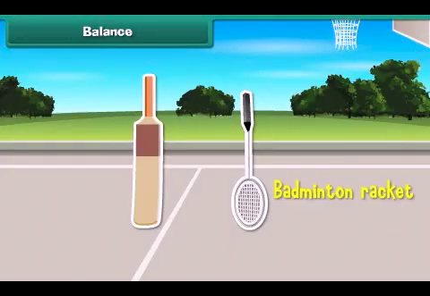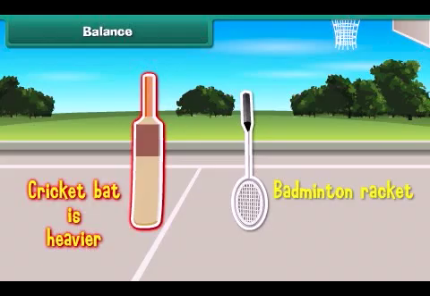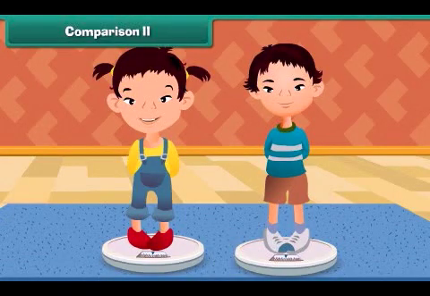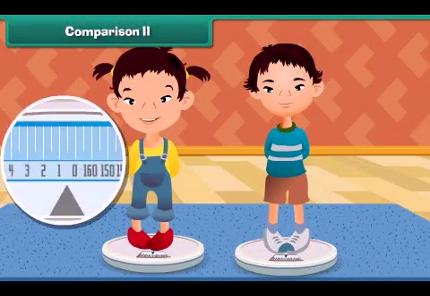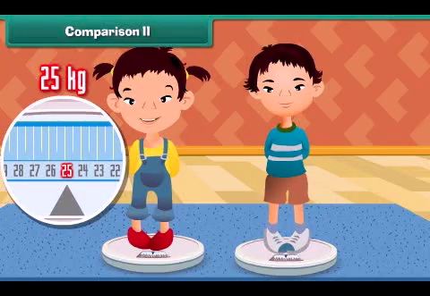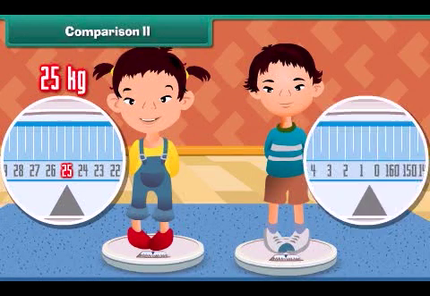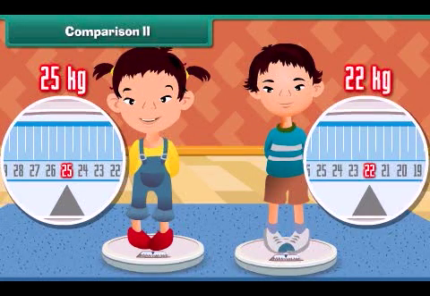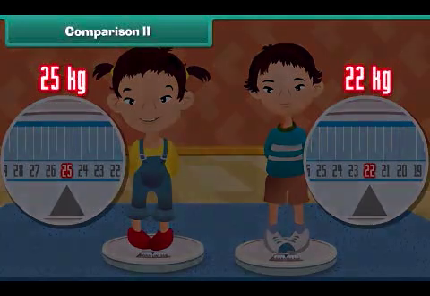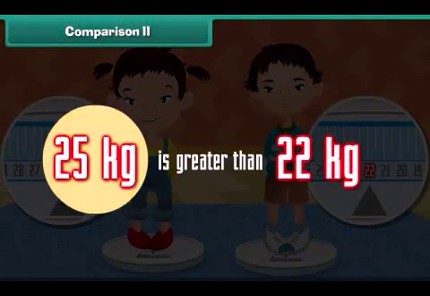Which is heavier, a badminton racket or cricket bat? Yes, a cricket bat is heavier than a badminton racket. 2 children measure their weight. The weight of the first child is 25 kilograms and the weight of the second child is 22 kilograms. It is right to say that the weight of the first child is greater than the second one.